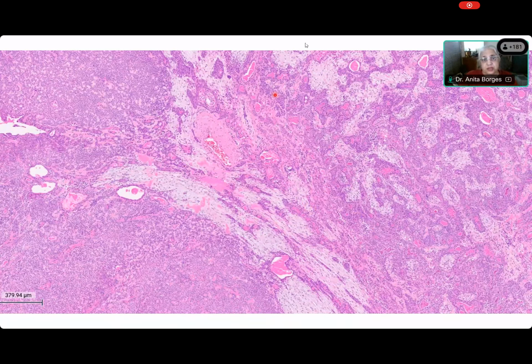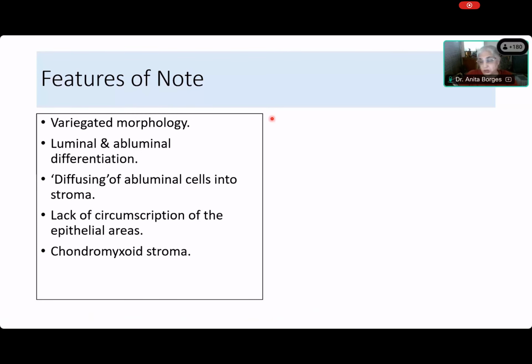Okay, so here again you have more or less what we saw in the previous slide. All of this is the features of note. Because I know that when somebody tells you the features of note, you all shake your heads. But when it actually comes to seeing it, then you're not able to do that.